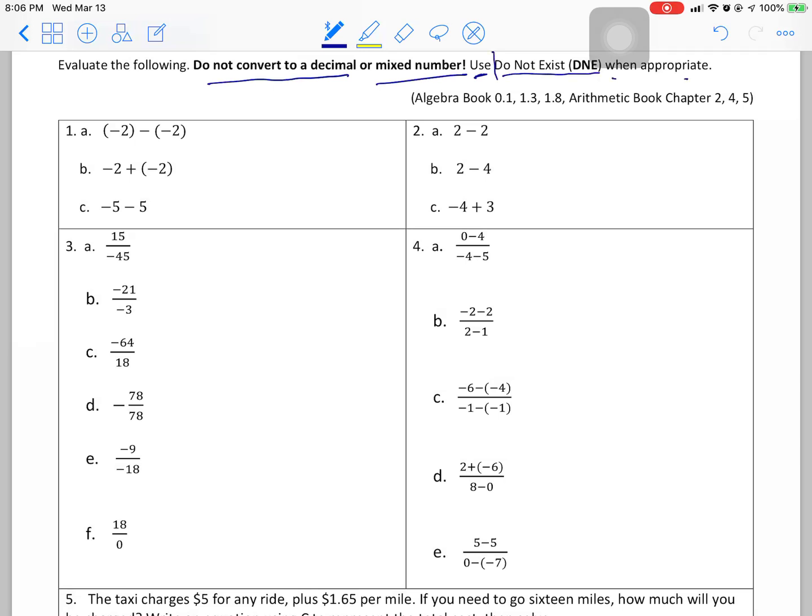Okay, so moms, when you're asking to do your homework, sometimes the answer is DNE. So I will get to that in this unit or this lesson eventually.